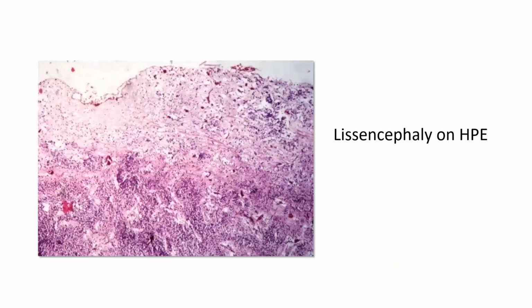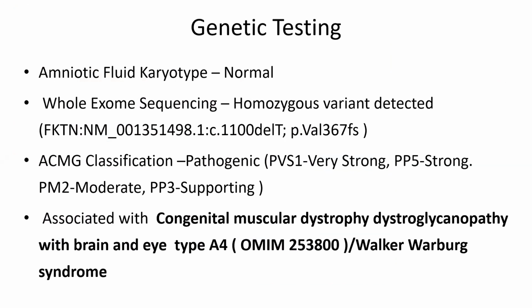Brain histology was done, and that was suggestive of lissencephaly. So with the CNS findings, consanguinity, and all these findings, we decided to go with further genetic testing. The amniotic fluid karyotype was also done, that was normal, and whole exome sequencing was done, and we found a homozygous pathogenic variant in the FKTN gene. FKTN gene pathogenic and likely pathogenic variants are associated with congenital muscular dystrophy, dystroglycanopathy with brain and eye anomalies type A4. This is also called Walker-Warburg syndrome.